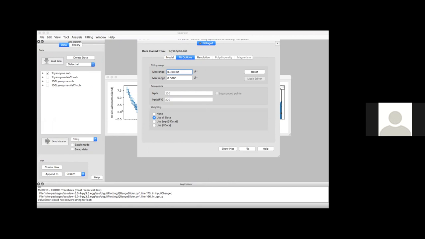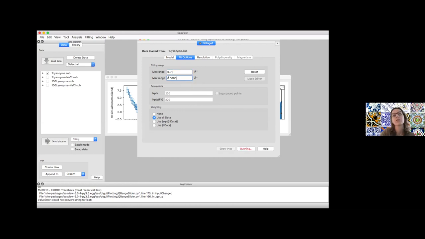In the tutorial, it says to adjust the Q range to 0.01. But when I'm in the fit options, I get the minimum range and maximum range. So which one of these should I set? So your minimum range is basically your minimum Q. That one you want to set to 0.01. And then your max to 0.4. Your max range is your maximum Q.